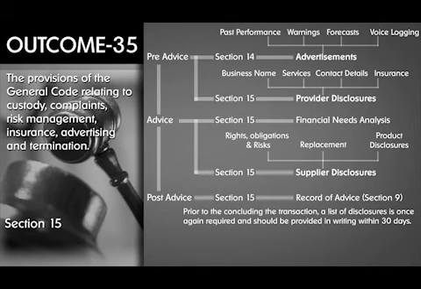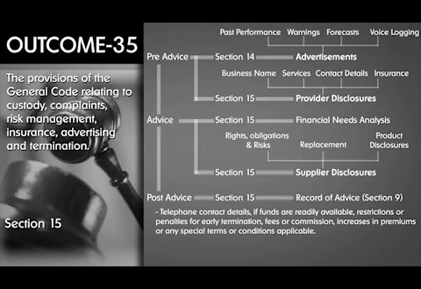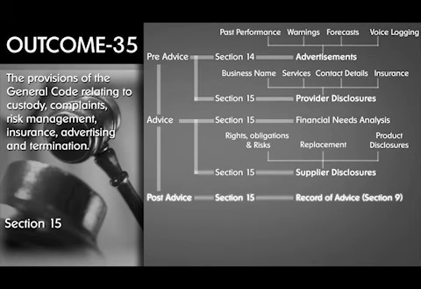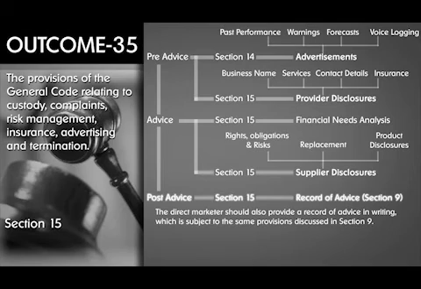Prior to concluding the transaction, a list of disclosures is once again required and should be provided in writing within 30 days. These disclosures should be familiar by now. A brief summary includes telephone contact details, if funds are readily available, restrictions or penalties for early termination, fees or commission, increases in premiums, or any special terms and conditions applicable. Once a transaction has been concluded, the direct marketer should also provide a record of advice in writing, which is subject to the same provisions discussed in Section 9.